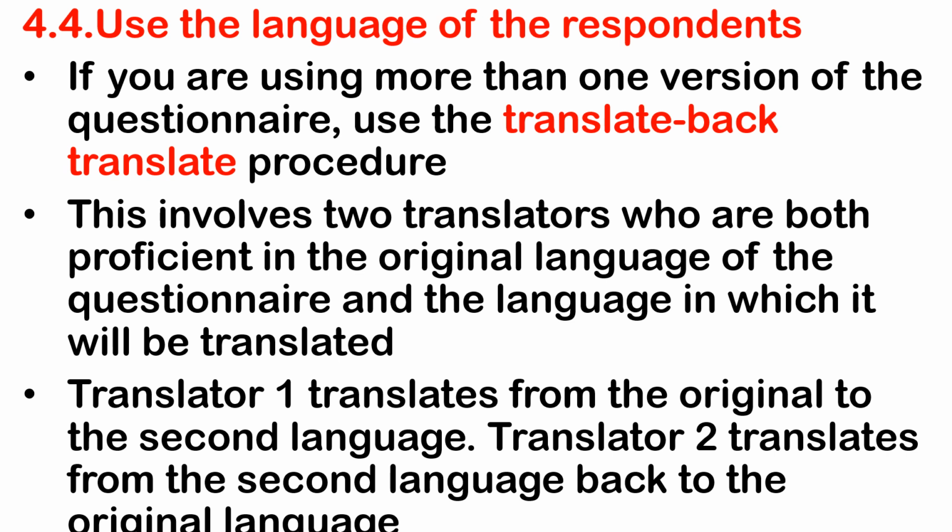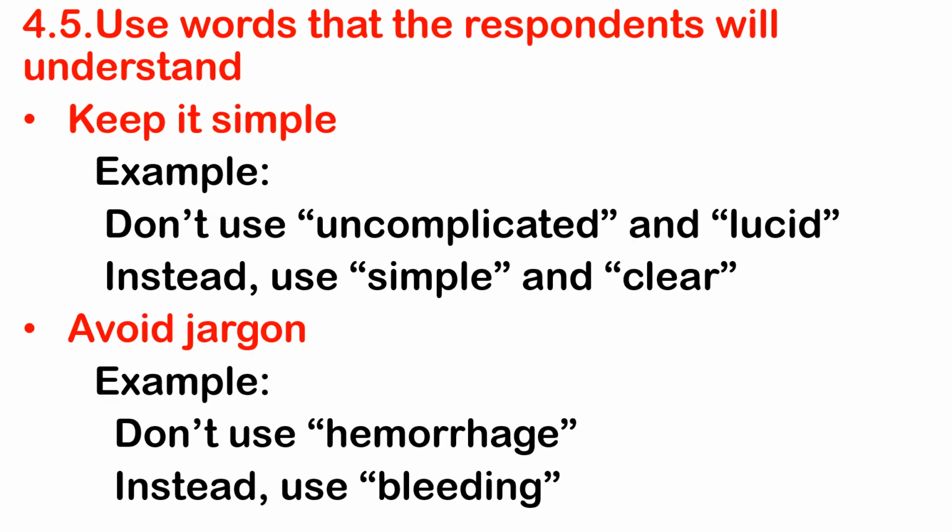So both translators should be proficient in both English and Tagalog. Translator 1 translates from the original to the second language, that means from English to Tagalog. Then, Translator 2 translates the Tagalog version back to English. But it's important that Translator 2 has not seen the original English version. Once Translator 2 is done, get those copies, compare the original English version with the back translated English version, and they should be very similar. It is not just language that is important, but also the words that are used. So use words that the respondents will understand.